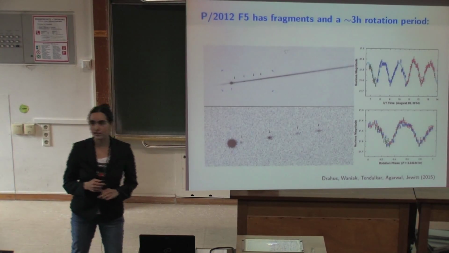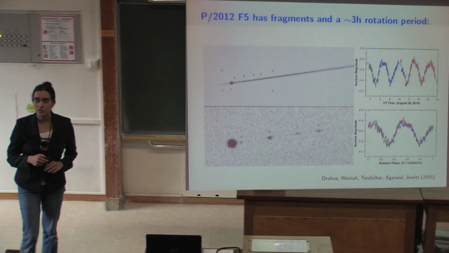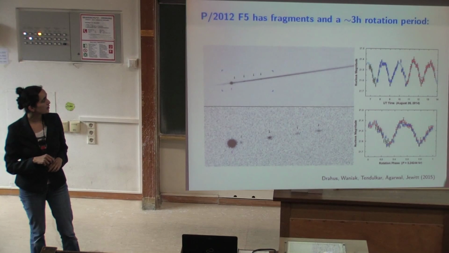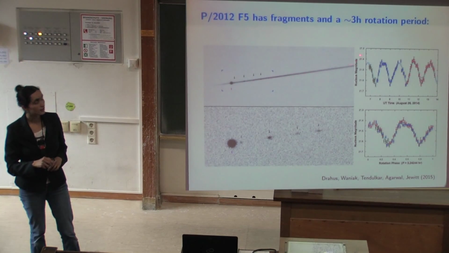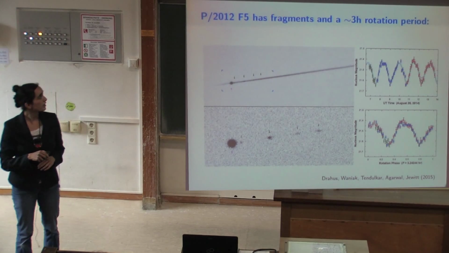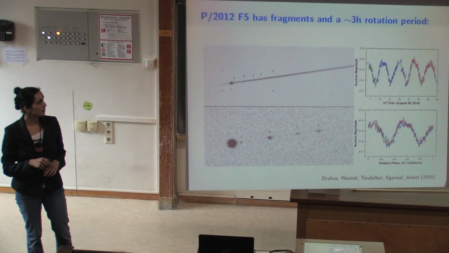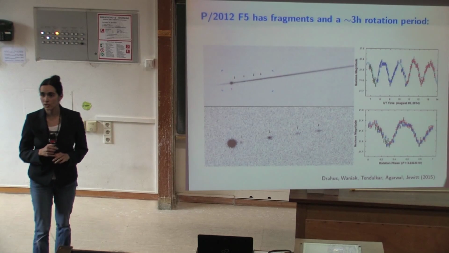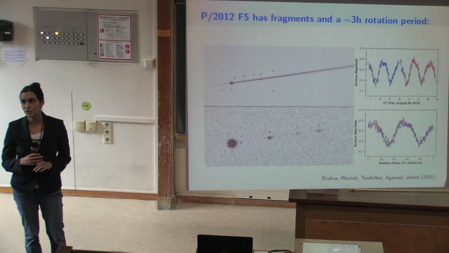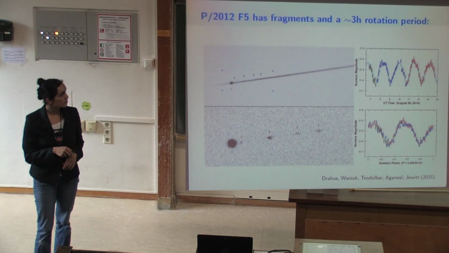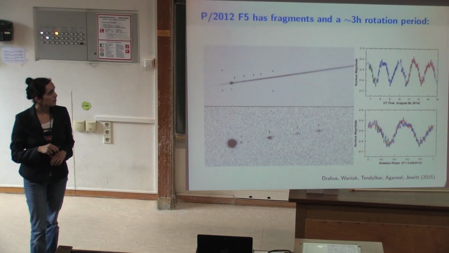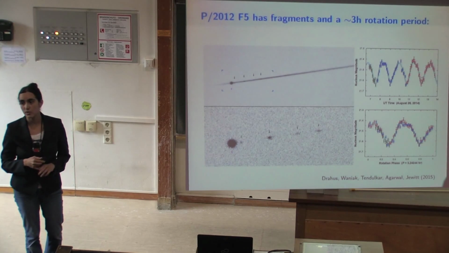Another asteroid that is, in a sense, similar to A2 is this one, F5. It also has this very thin nucleus trail following a cyclone. It has fragments just like A2, but in addition, it has a measured rotation period. A2 is so tiny, with its 60 meters, that we did not manage to measure the rotation period. This one is larger, on the order of 2 kilometers. So we have this rotation period, and it's about 3 hours.